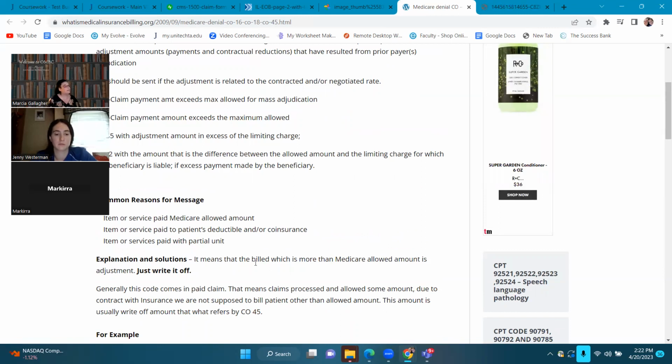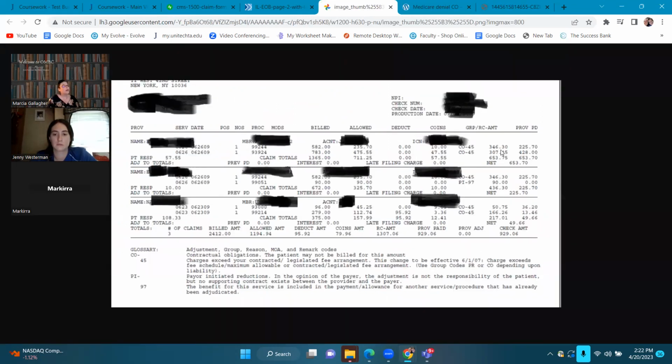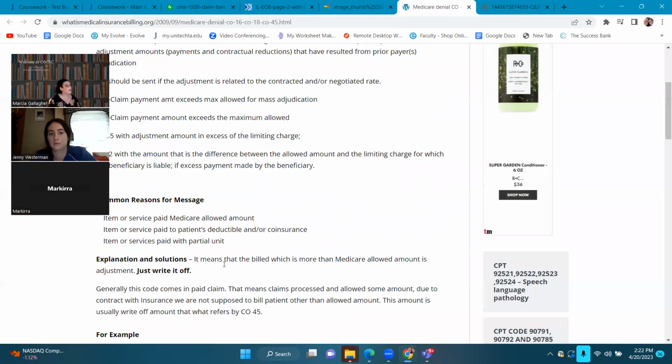It means that the bill, which is more than Medicare allowed amount, is an adjustment. You just write it off. So if we go back here, this patient cannot be billed for this. It must be adjusted and written off. This is a Medicare denial form. All right, so we know patient A, we're not getting paid any of that money, because what did Medicare tell us we had to do? Right here, we have to write it off.